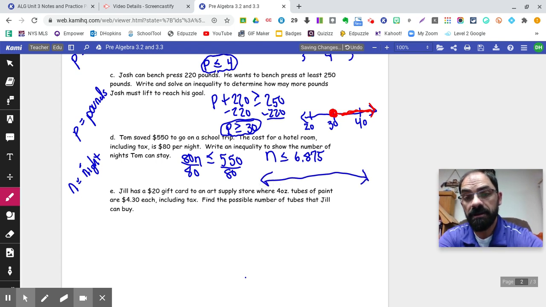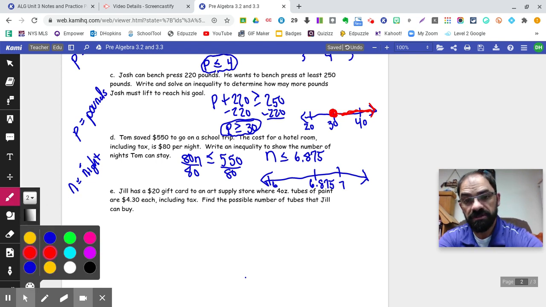Okay. However, to graph this inequality that's showing, though, we're still going to graph what's there. 6.875. And closer to this is 7, further away is 6. Closed circle. Shaded to the left.